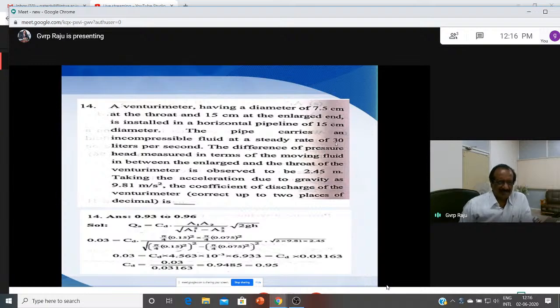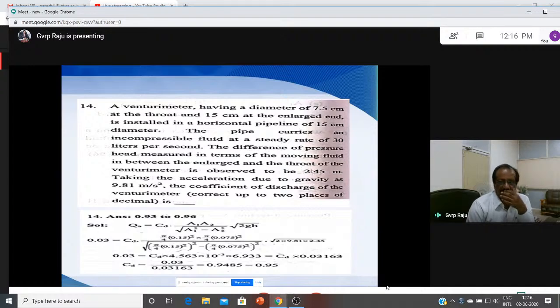So the system of units and the basic fundamentals in different systems are very important for solving problems. Everything is okay, but the only confusion here is liters per second. You need to convert that to meter cube per second. So 30 into 10 power minus 3 is 0.03 meter cube per second. Then A1, A2, and the value of H: this is the difference of pressure head measured in terms of the moving fluid between the enlarged end and the throat of the Venturi meter. He has straight away given H as 2.45.